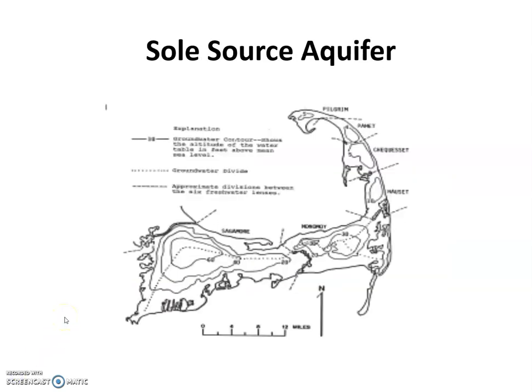So this diagram shows the Cape Cod sole source aquifer, and this is in your lab manual. You can see that there are different depths, so it's very similar to a topographical map showing different depths. So we have a lens here, you can see another lens here, and so forth. But these lenses are in fact interconnected.